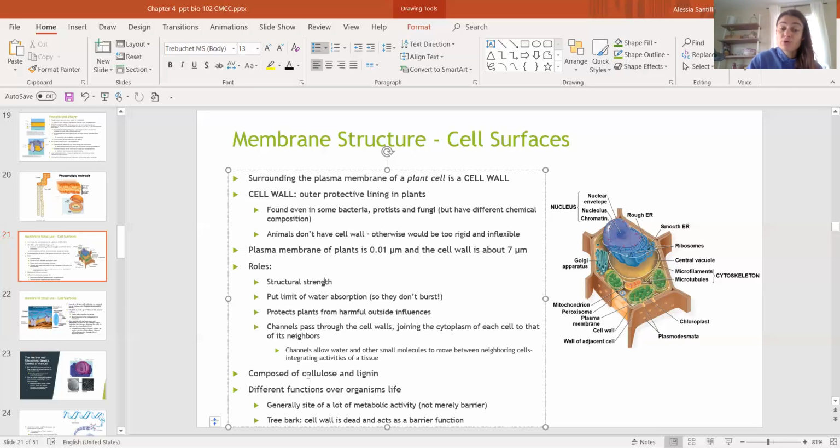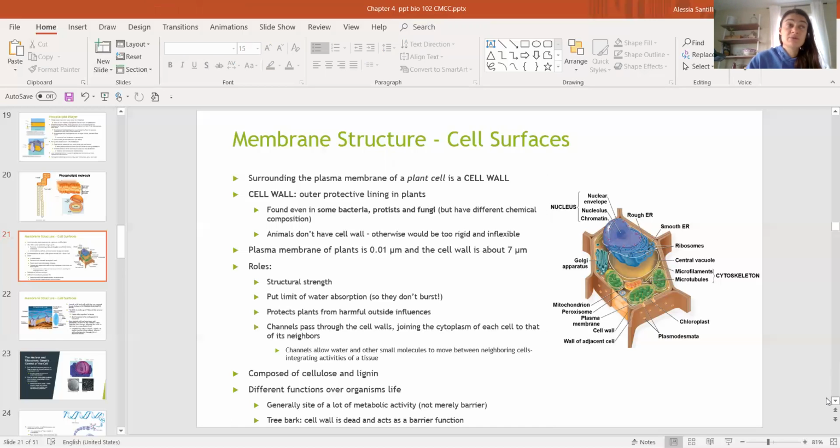It's composed of cellulose and lignin. We talked about cellulose already. Remember, it's that polysaccharide that gives structure and strength to plants. The reason it gives strength, stability and structure to plants is because it is the main constituent of cell walls. So the cell walls of plants are made out of cellulose. The cell walls of things like protists and bacteria are made out of slightly different kinds of polysaccharides, but you don't need to know them at all, so don't worry about them.